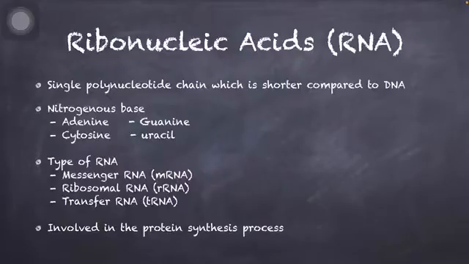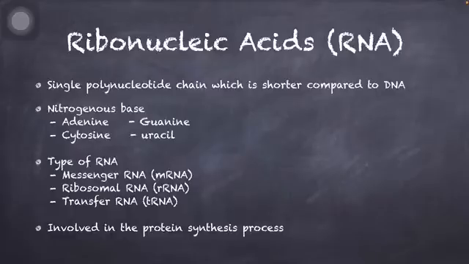And the next one is ribonucleic acid, RNA. RNA is a single polynucleotide chain which is shorter compared to DNA. It also has 4 nitrogenous bases, which are adenine, guanine, cytosine, and uracil. Thymine in DNA is replaced by uracil in RNA.